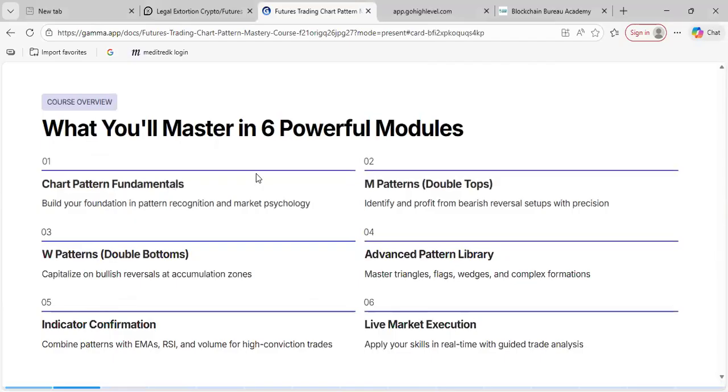Now, what you'll master in these six powerful modules is first chart pattern fundamentals, M patterns, which is one of the top patterns when it comes down to being able to recognize entries for different plays. W patterns are double bottoms. An M pattern stands for double tops. A W pattern stands for double bottoms. Then advanced level pattern readings, like different triangles, flags, wedges, complex formations, a bunch of different things, indicators, and we may even dive into a little bit of live market execution when we come back next Saturday, because this class started a little late.